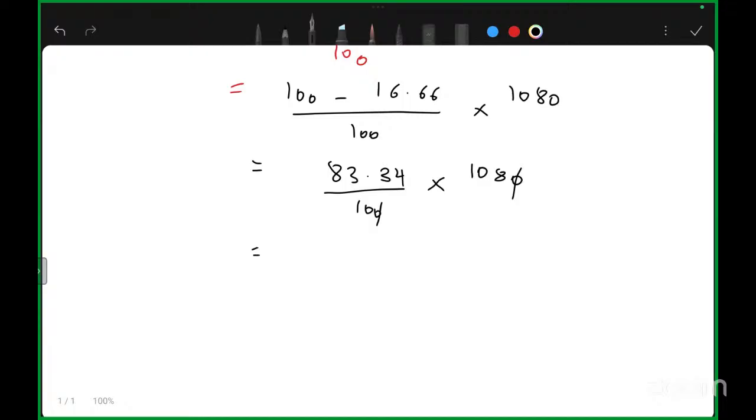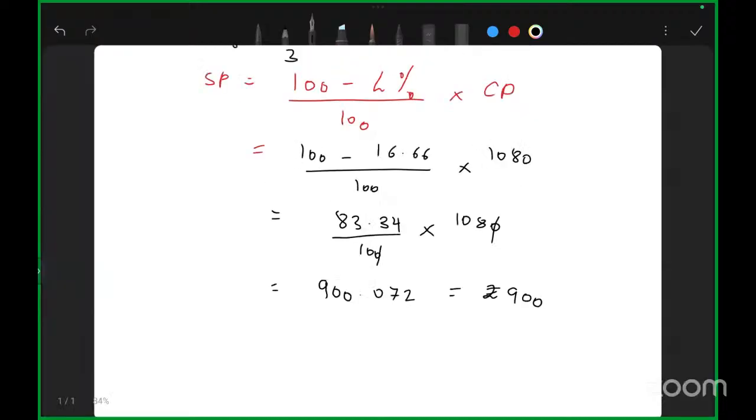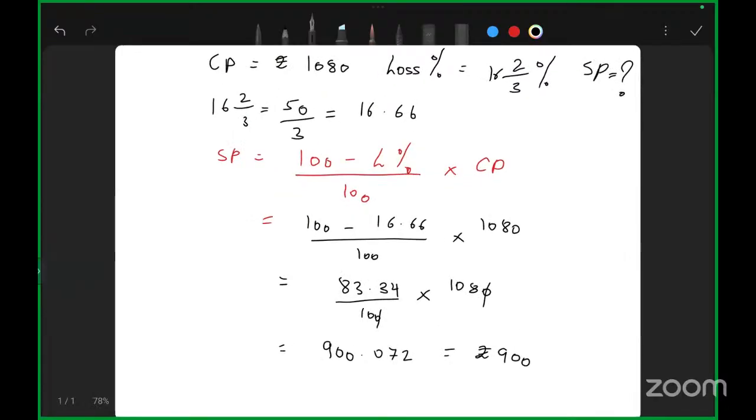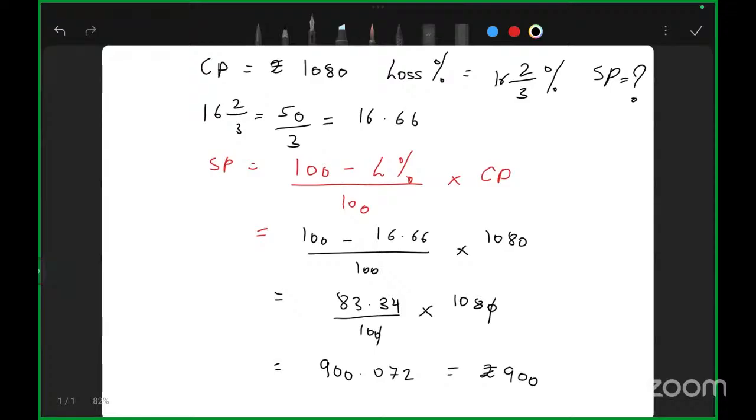So I will solve it. I will get 900.072. We can round this off to 900. This question was a difficulty for most of you, so that is why we solved it. Very simple: first, you just convert 16 2 by 3 to 16.66, then use the formula.